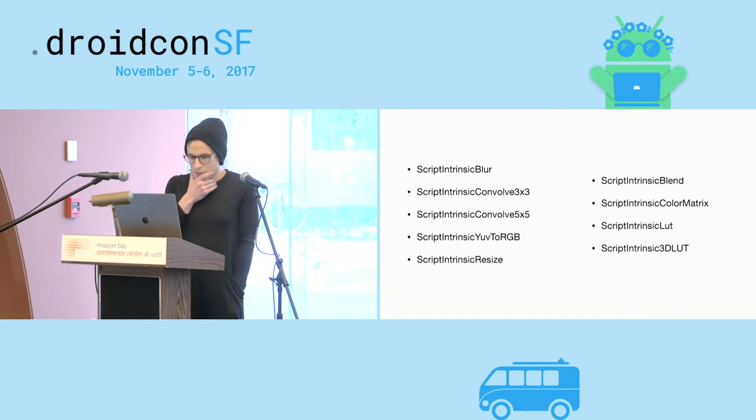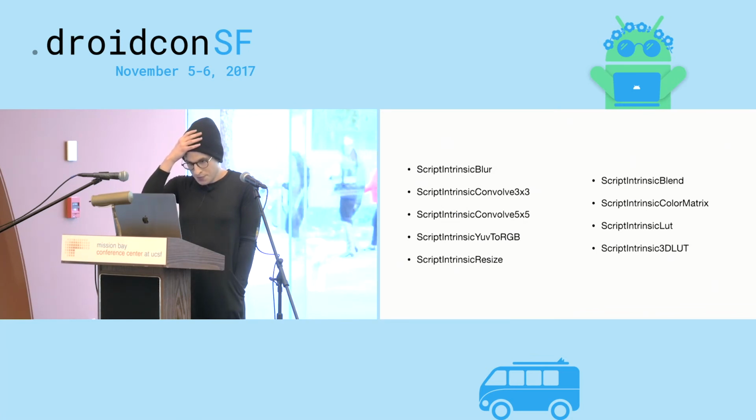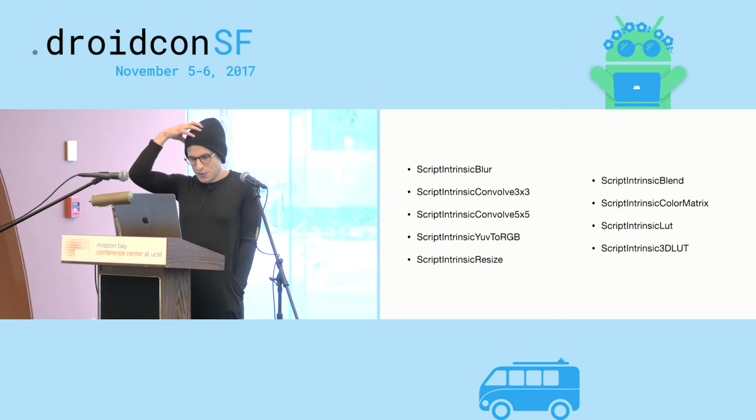Let's see, what do we got here? Script intrinsics. Do we want to talk about this? Yeah. I just want to get these out there. These script intrinsic functions have certain guarantees with them, which is that this is the fastest possible implementation of these particular intrinsic functions that you can have on the phone.